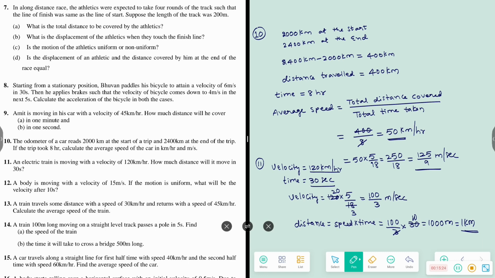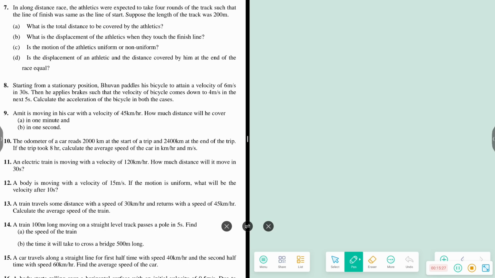Now question number 12. If you see question number 12, a body is moving with a velocity of 15 meters per second. Here also velocity is given. Velocity is 15 meters per second. It is given in meters per second. If the motion is uniform, what will be the velocity after 10 seconds? Now velocity is uniform. When velocity is uniform, there is no change in velocity.